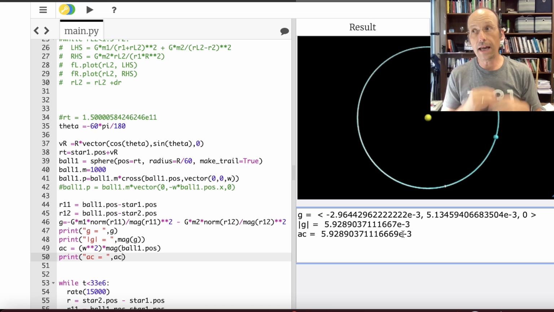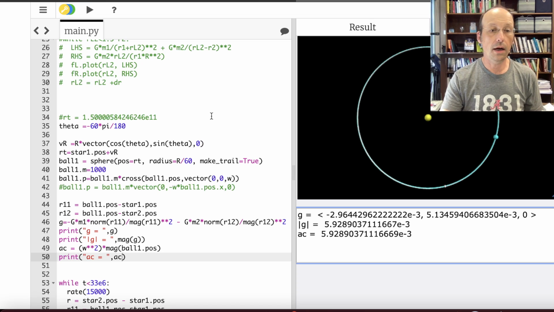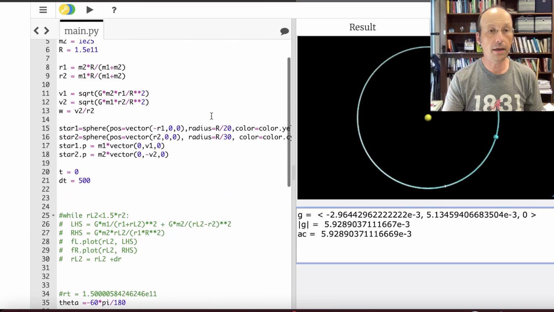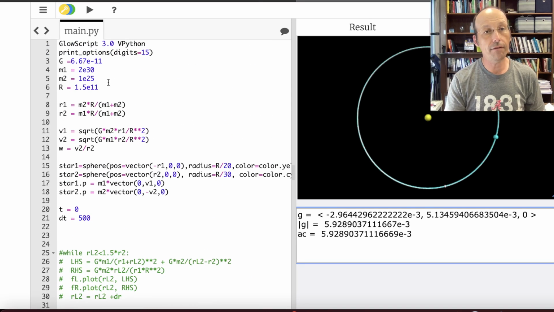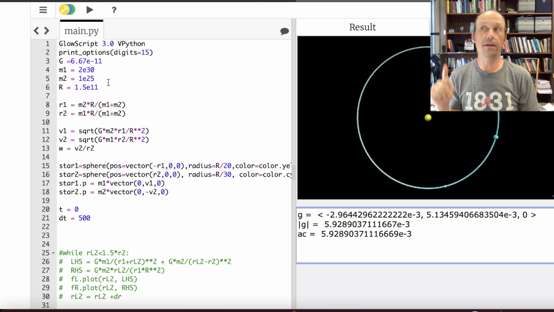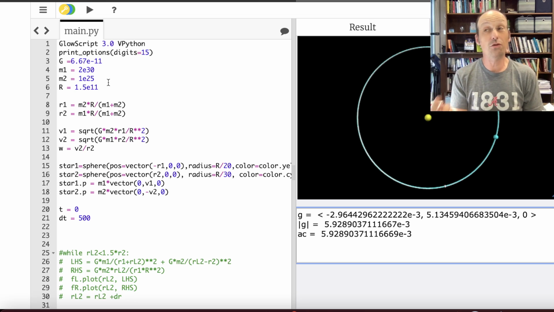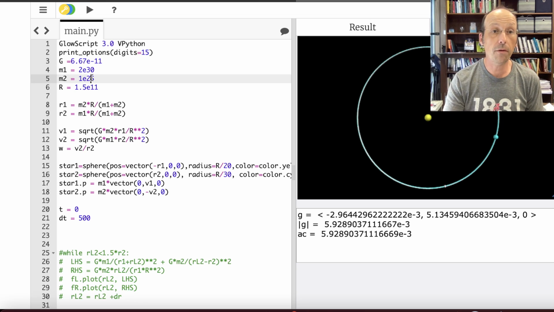Let's see if I have a more binary-like star system. I think this should work. If I go up here, and right now I have a mass of 2 times 10 to the 30th, that's like the mass of the sun, and then 1 times 10 to the 25th, which is like a heavy Earth. What if I make that like 1 times 10 to the 28th? Let's see what happens.